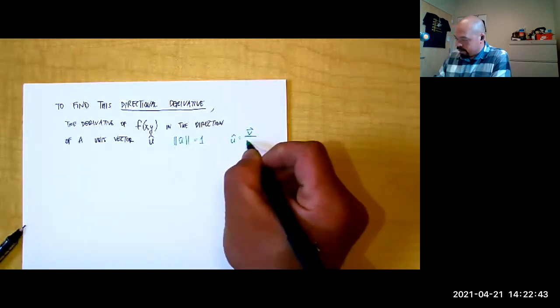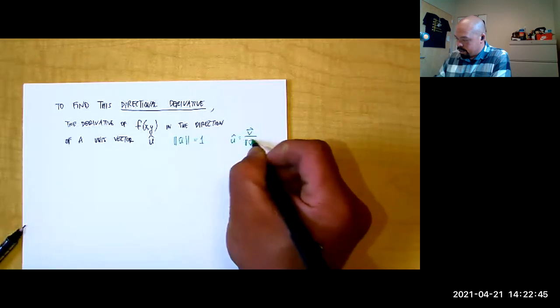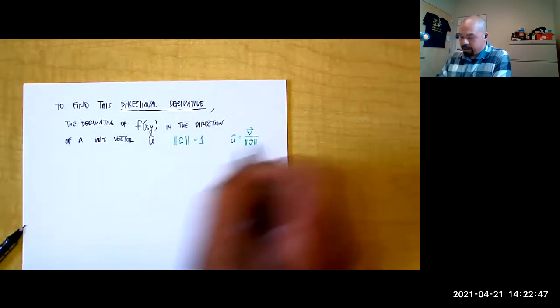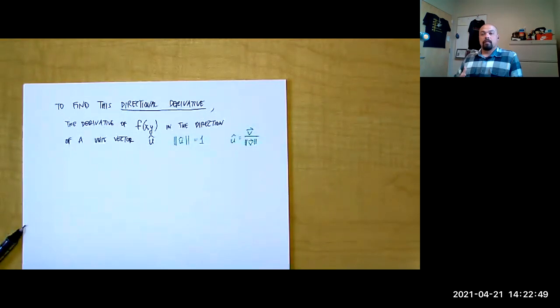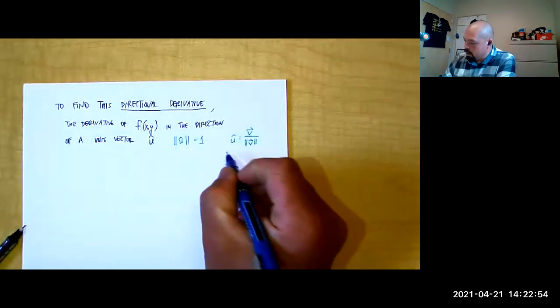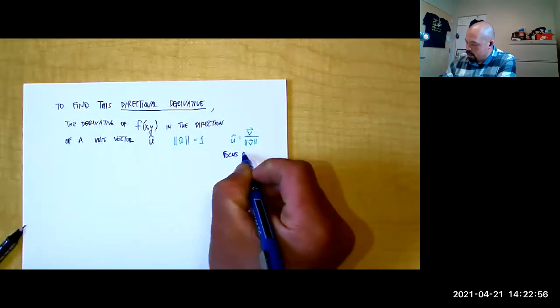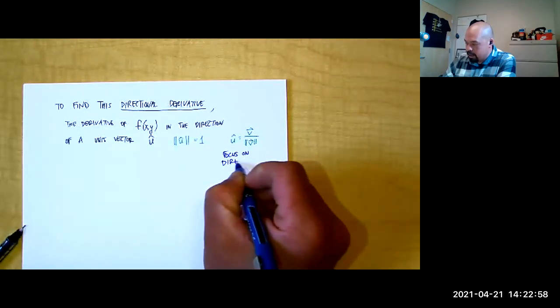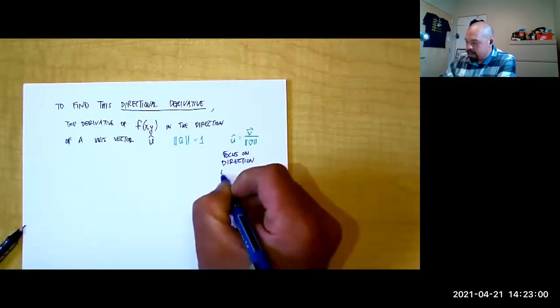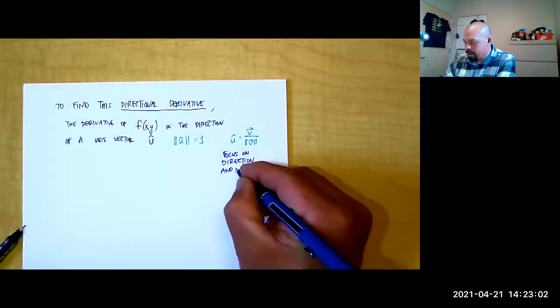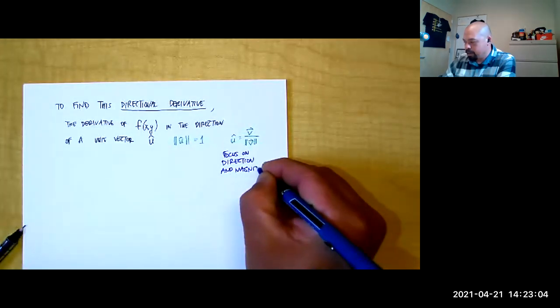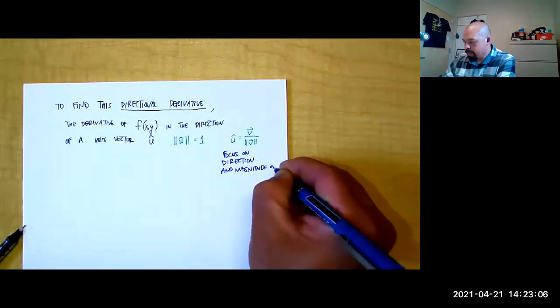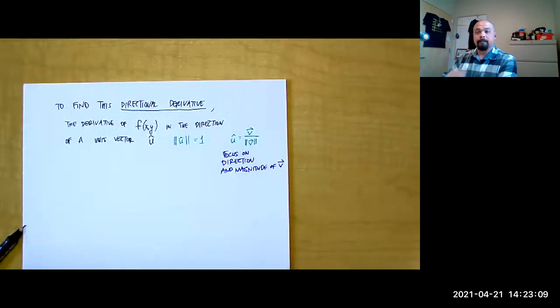Take some vector, divide by its magnitude, right? That way we can really focus on direction and not magnitude of that vector b that we're facing, okay?